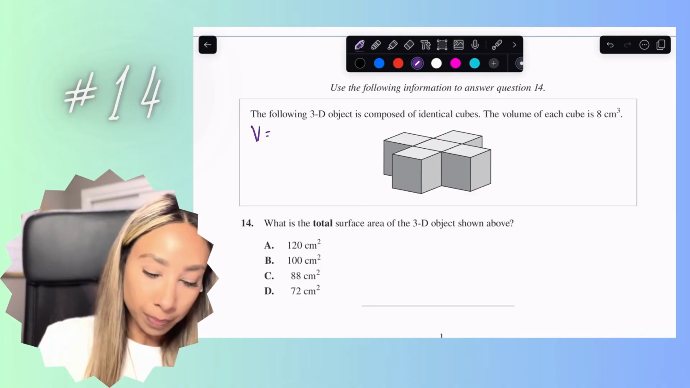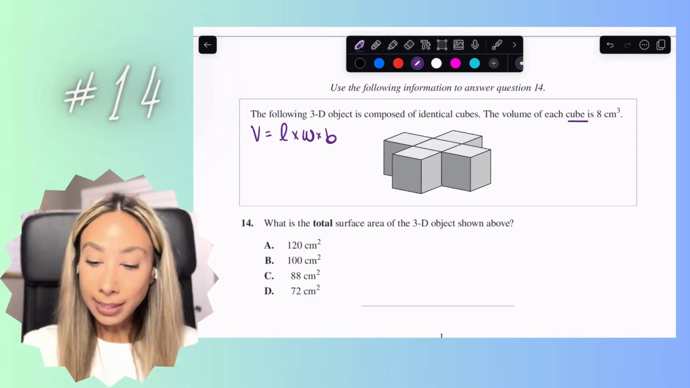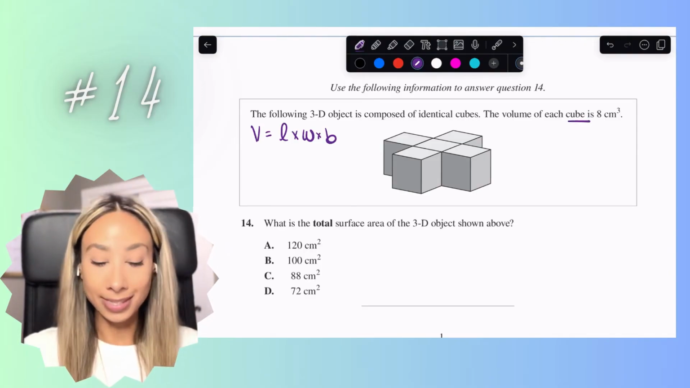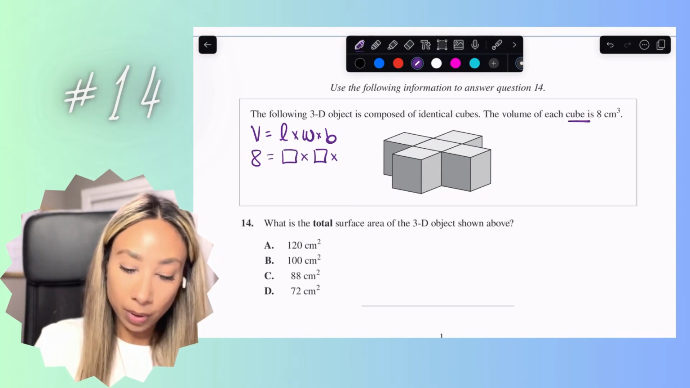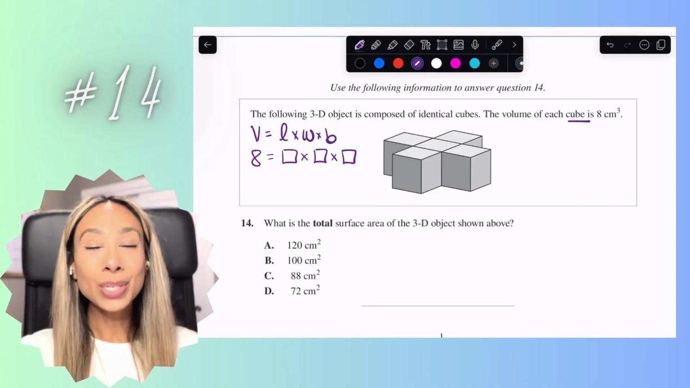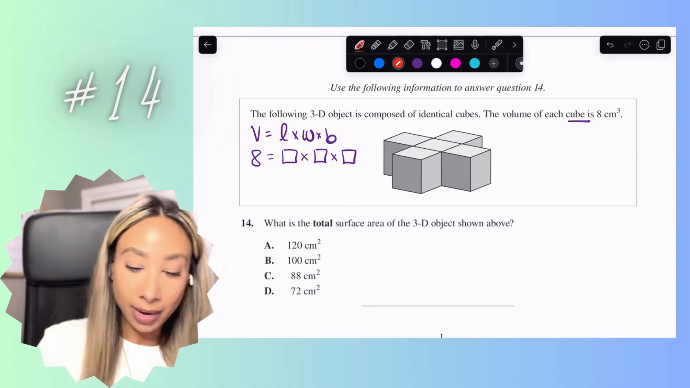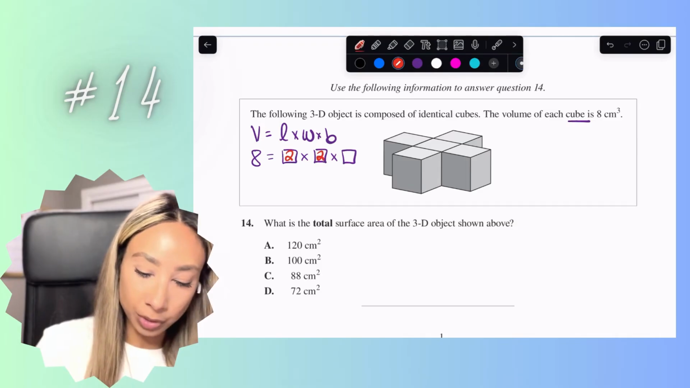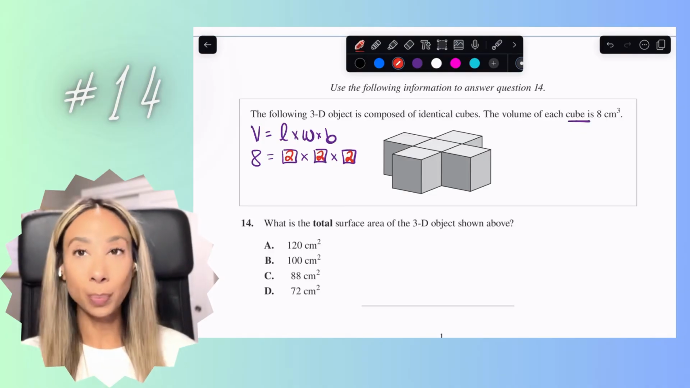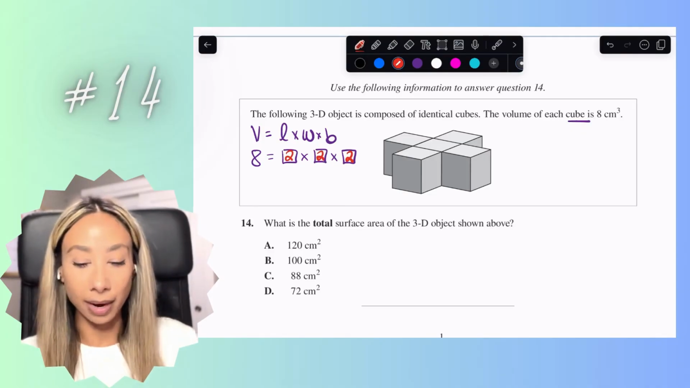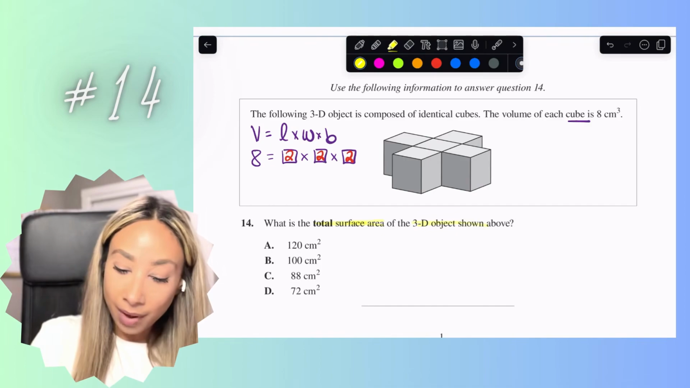So volume is length times width times base. And because it's a cube, we know all the 3 numbers are the exact same. So that means we need 3 numbers that are the same, that when multiplied equal 8. So this is where if you can think about your cube roots, or you can think about powers, we know that that number is going to be 2, right? Because 2 times 2 times 2 equals 8. If you didn't know that right off the top of your head, you can always play around with the numbers until you get something that works. You will get there. So now our job is to figure out the total surface area of this 3D object.